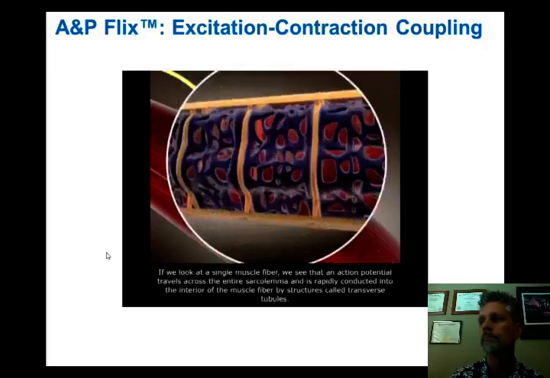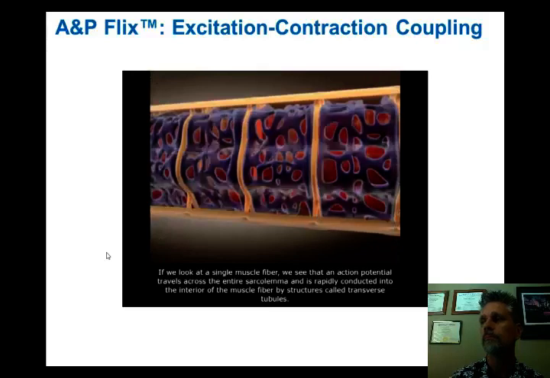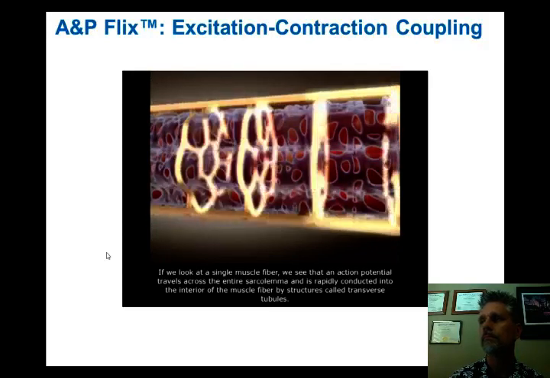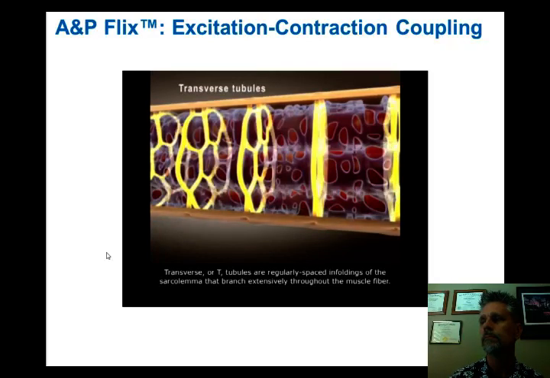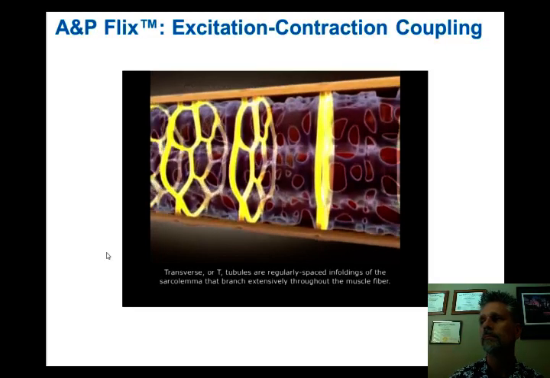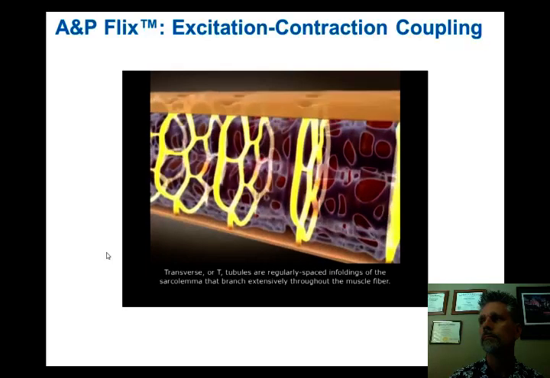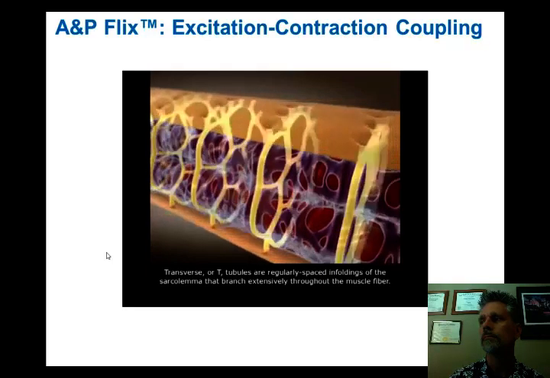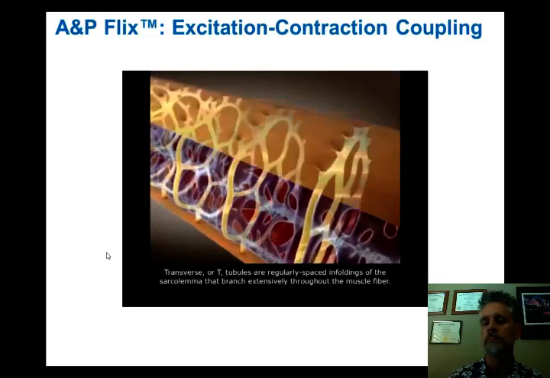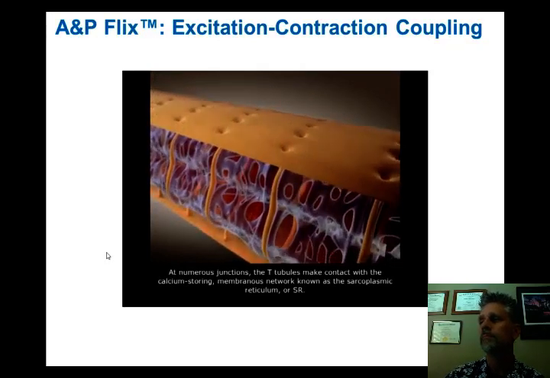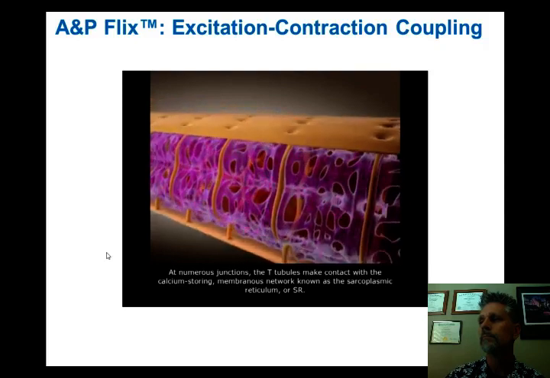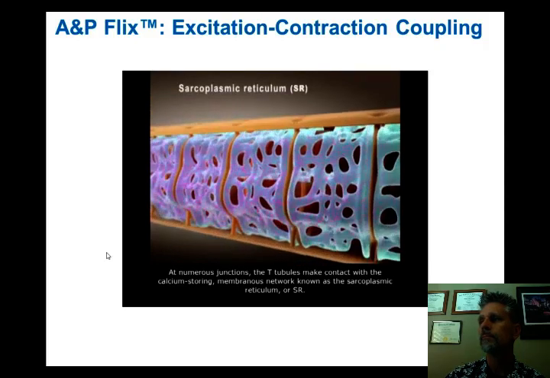If we look at a single muscle fiber, we see that an action potential travels across the entire sarcolemma and is rapidly conducted into the interior of the muscle fiber by structures called transverse tubules. Transverse, or T-tubules, are regularly spaced enfoldings of the sarcolemma that branch extensively throughout the muscle fiber. At numerous junctions, the T-tubules make contact with a calcium-storing membranous network known as a sarcoplasmic reticulum, or SR.